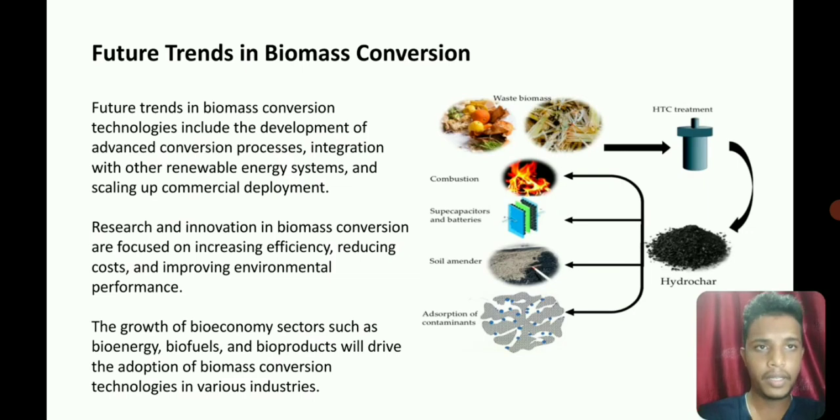And the future trends in biomass conversion. Future trends in biomass conversion include the development of advanced conversion processes, integration with other renewable energy systems, and scaling up commercial development. Research and innovations in biomass conversion are focused on increasing efficiency, reducing cost, and improving environmental performance.